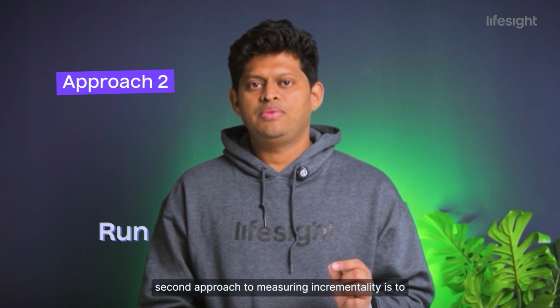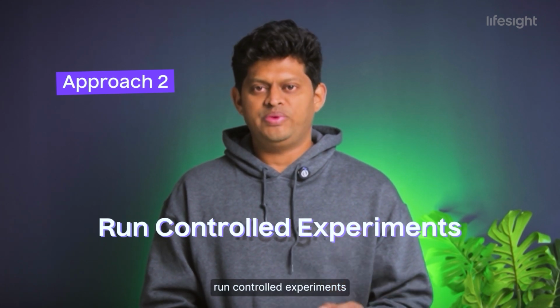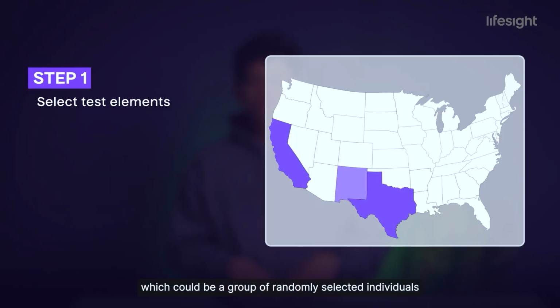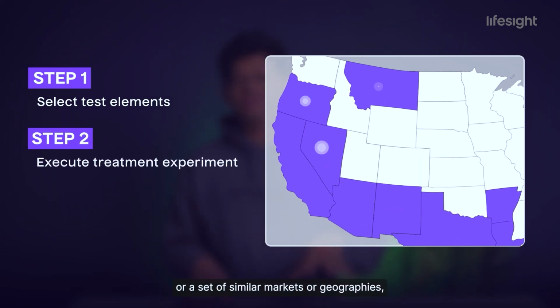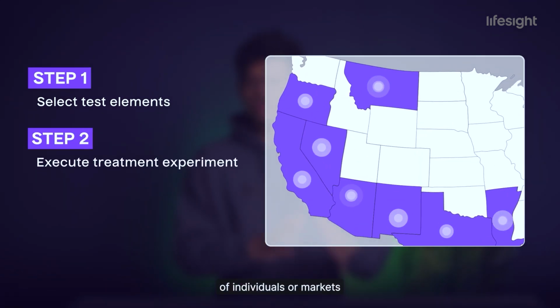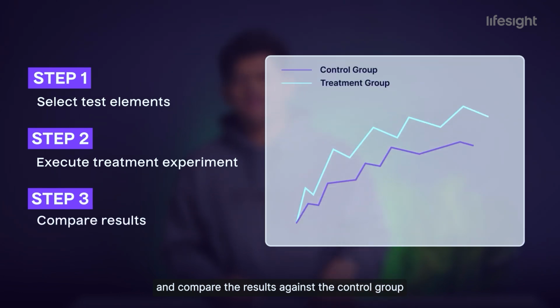Second approach to measuring incrementality is to run controlled experiments. Pick your test elements, which could be a group of randomly selected individuals or a set of similar markets or geographies. Run your test in the treatment group of individuals or markets and compare the results against the control group.